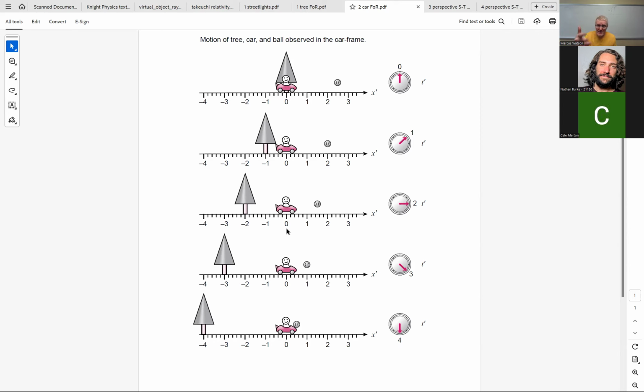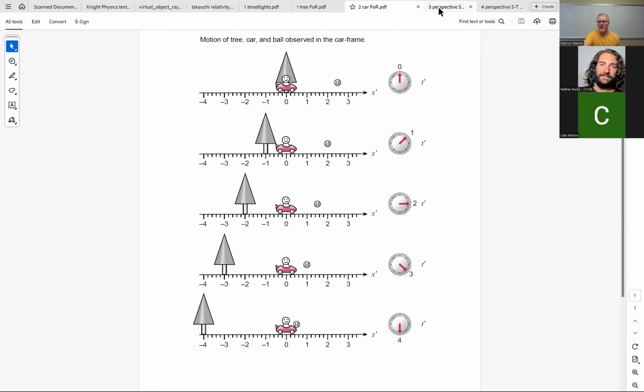Notice, by time step number 4, the ball is hitting the car. It has to, right? We all have to agree that the ball and the car hit each other. Certainly you could go through and do a frame of reference of the ball and see what that looks like. Again, by the time you get to the end step, they're going to be hitting each other.